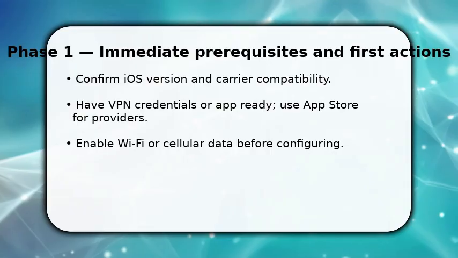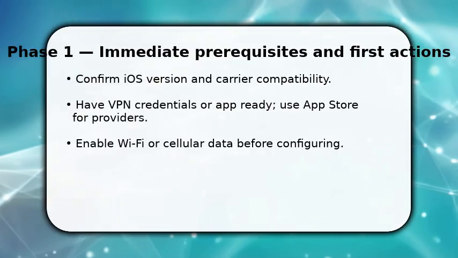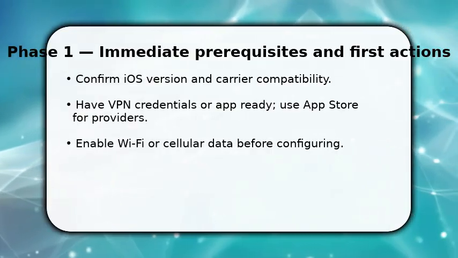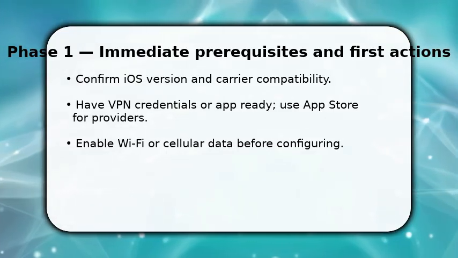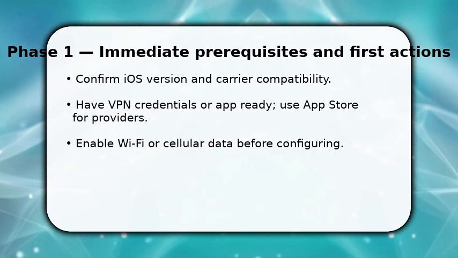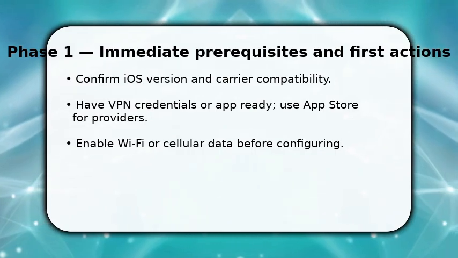Once done, grant any required permissions and allow Add VPN Configuration when prompted. You're setting the secure channel now, so proceed without skipping authorization prompts. This avoids connection failures later.